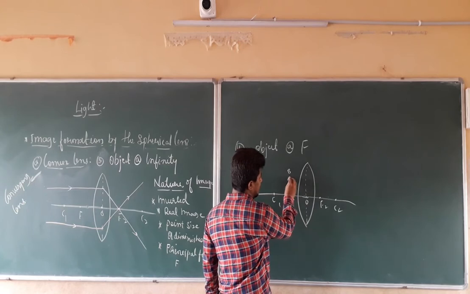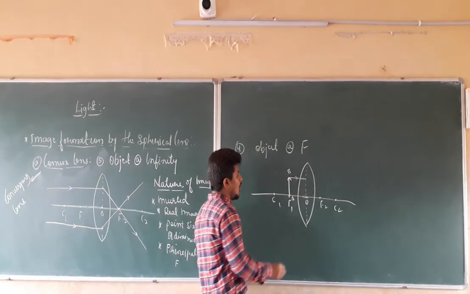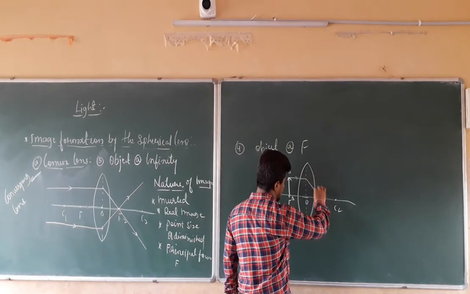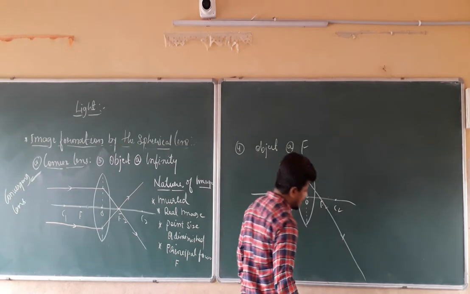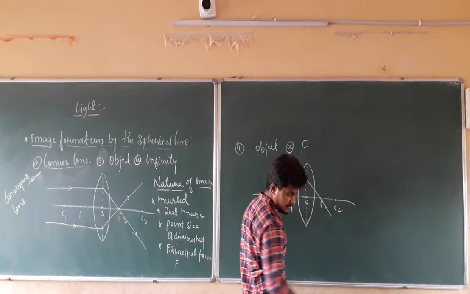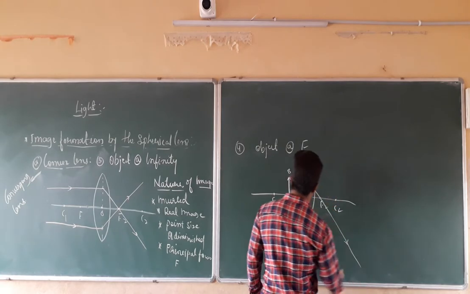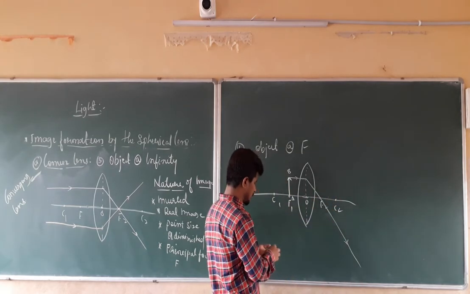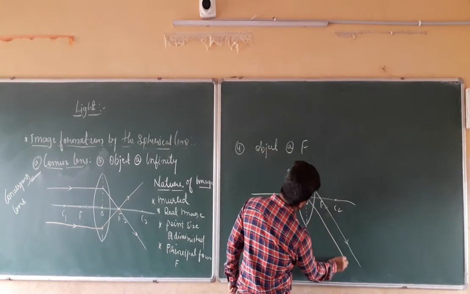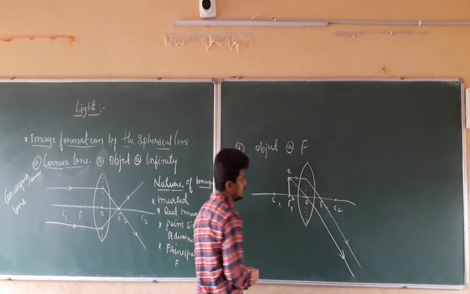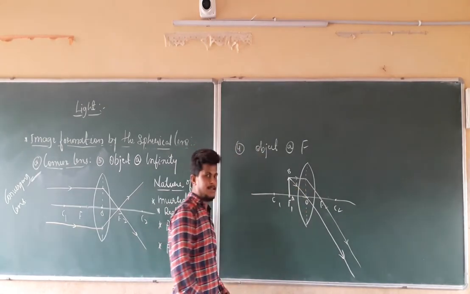The first light ray, which is traveling parallel to the principal axis, that is nothing but this one. On refraction, it is going to pass through the principal focus. Again, take the second light ray which is passing through the optic center. This is going to travel like this. It is not going to change its direction.